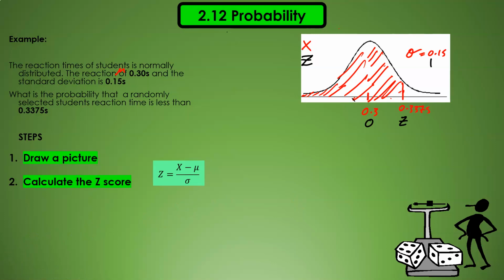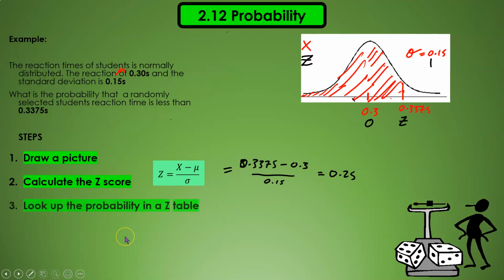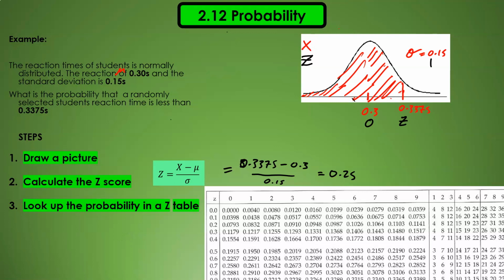So hopefully you had a go at answering that. I'll just put the answers up now. That gives us the answer 0.25. Then in step 3, we look at the z-table to convert it. So 0.25, the one we're interested in is there. The probability is equal to 0.0987.